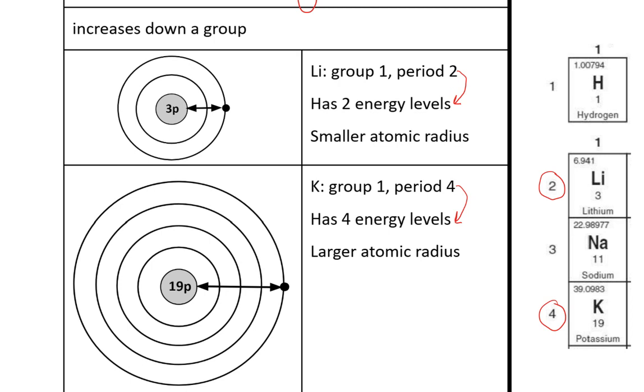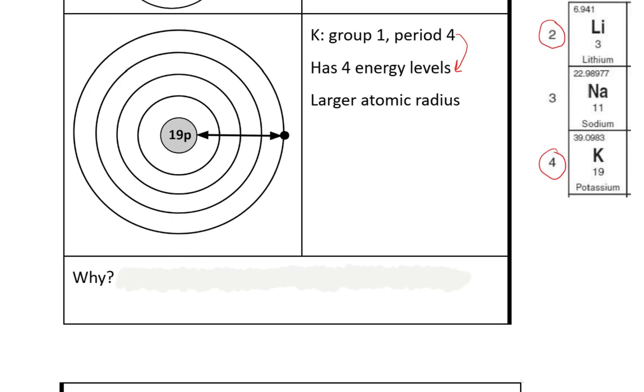So the reason why this trend increases down a group is because there are more energy levels making larger atoms. So as you go down, you get more energy levels, you get bigger atoms.